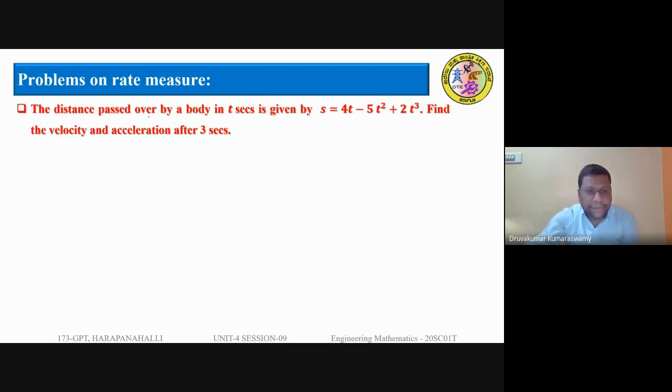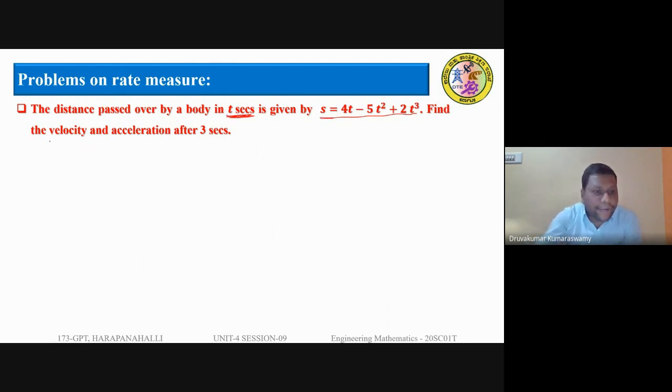The distance passed over by a body in t seconds is given by s is equal to 4t minus 5t square plus 2t cube. What is this? This is the distance or displacement they have given. That is the displacement, and they have given time in seconds.